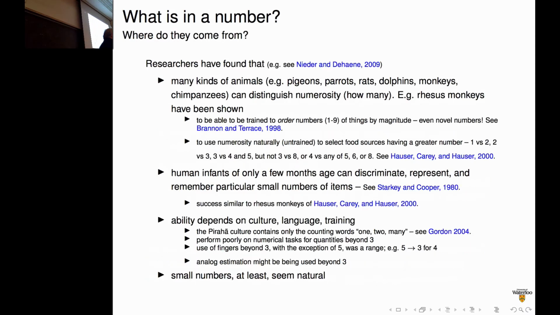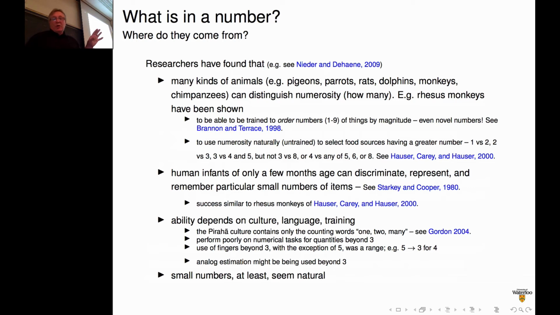So lots of people are doing work on this sort of thing that it's worth having a look at. All of these blue things are hyperlinked. You can go off and find the paper that I'm drawing this information from. But we found with animals, and we're a product of evolution, so we've got a lot of these traits in common with other animals. So many kinds of animals can distinguish numerosity, can distinguish number in some sense. Lots of things from pigeons to chimpanzees.